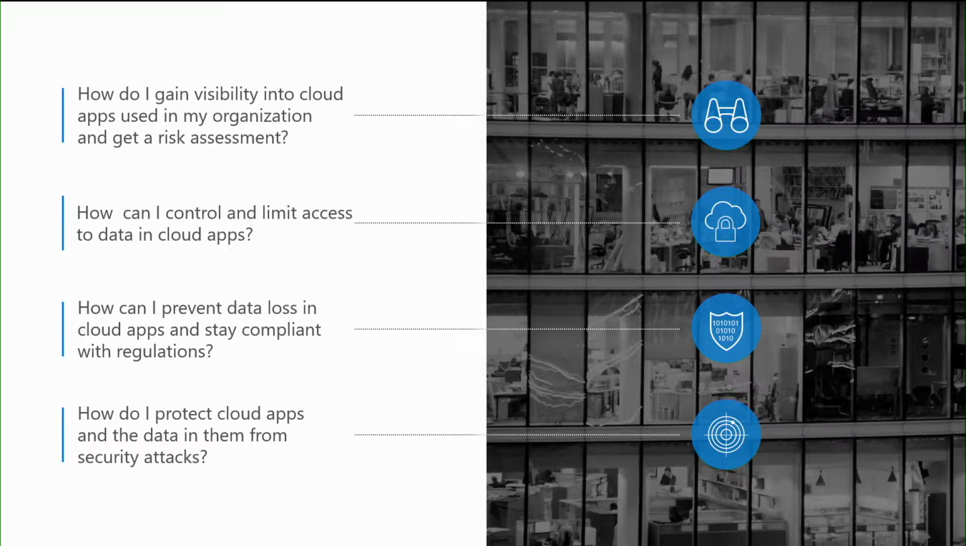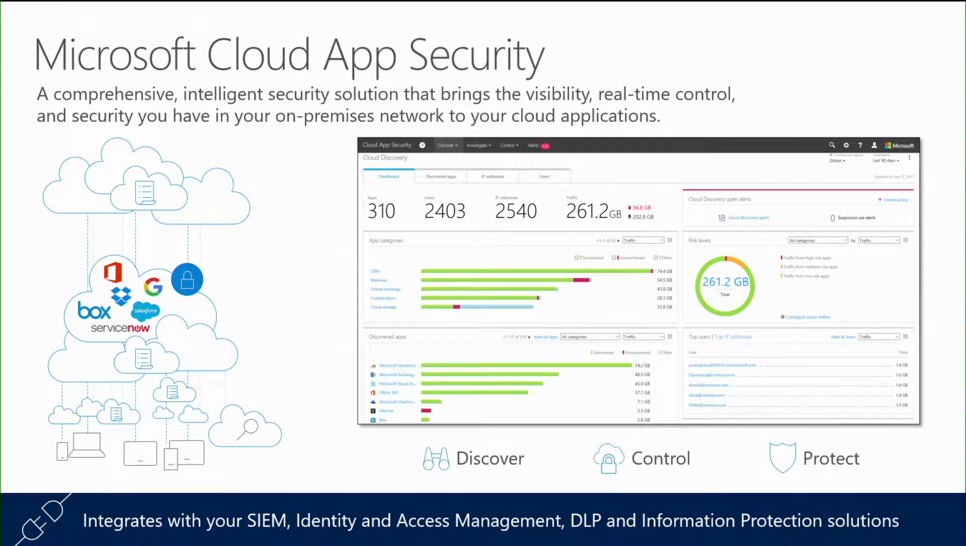And finally, just like on-premises, the data in these cloud applications is vulnerable to cybersecurity threats. For this, we need to use sophisticated technologies. This is why we have a solution called Microsoft Cloud App Security. It is Microsoft's Cloud Access Security Broker solution. It is comprehensive, it is intelligent, it uses advanced sophisticated tools. And it brings that visibility, real-time control, as well as threat protection to your cloud applications.